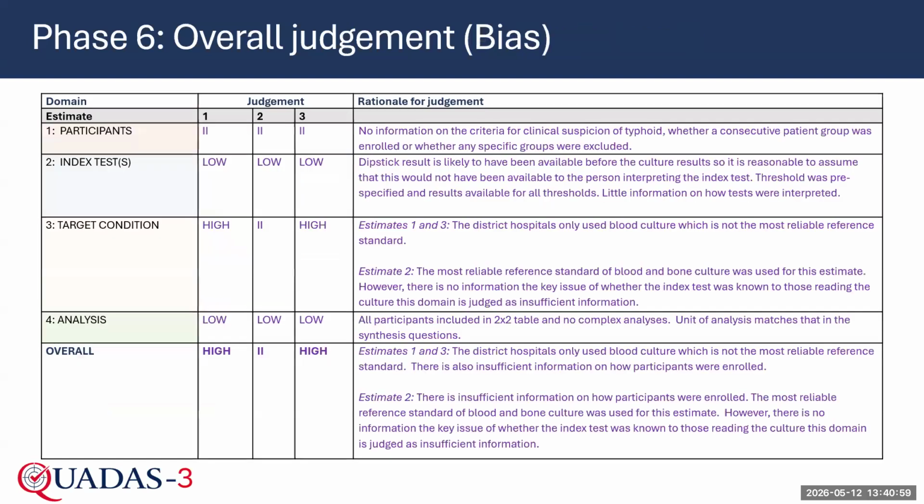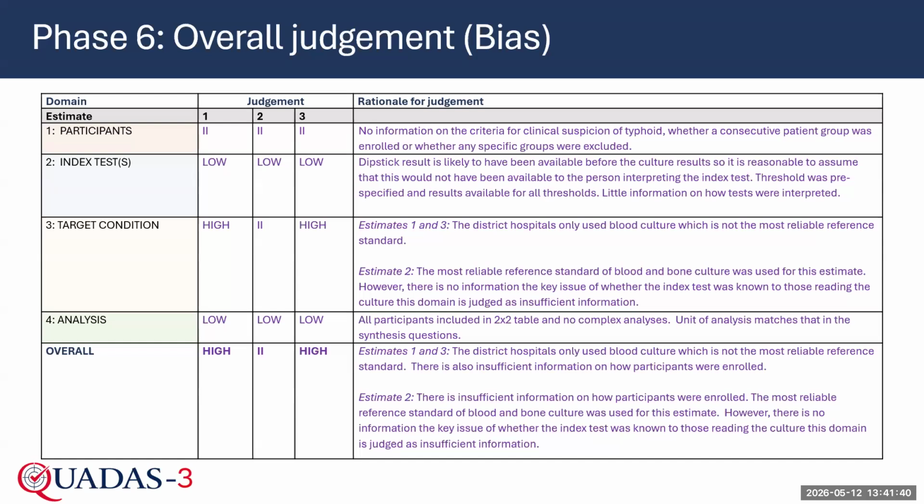And probably easiest if I just show you an example here with our example study. So we've got our 3 different estimates. We've pulled through our judgments for each domain, and then we've had a rationale for judgment, and we've maybe simplified this to pull out what the real key issues were for each domain. We haven't got quite as much detail as we had within the individual domains. And then if any one domain is at high risk of bias, the estimate is at high risk overall. If all domains are at low risk of bias, then the estimate is at low risk overall. And if we've got some low but also some insufficient information, then overall it's insufficient information.